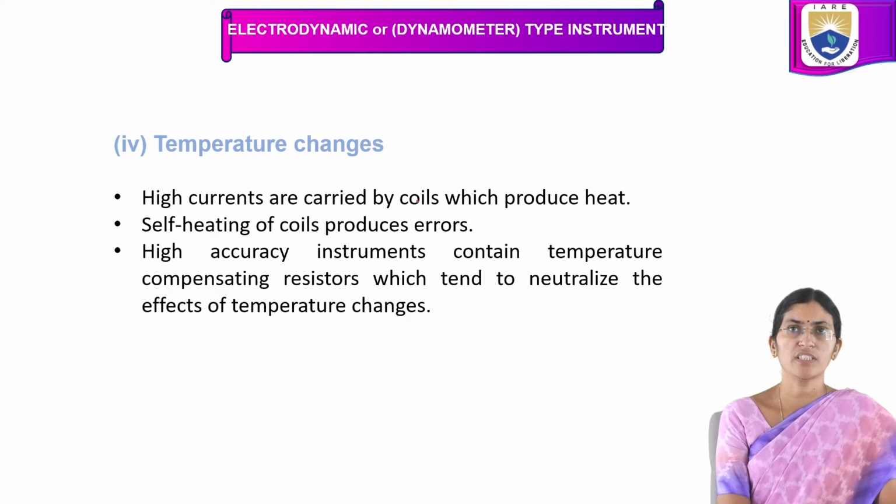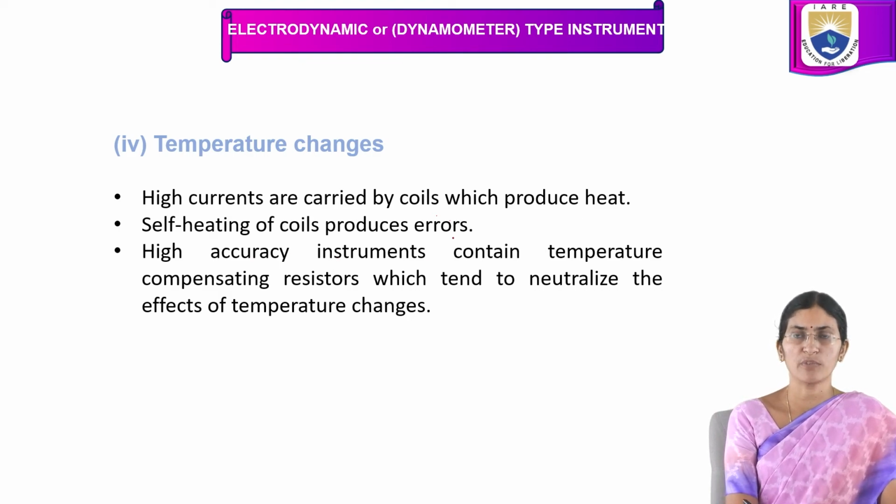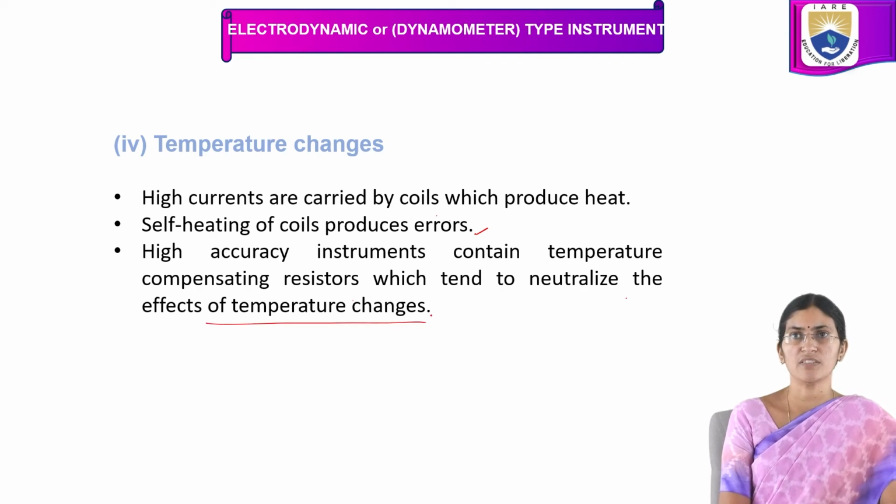Next, temperature changes. We know that coils are used, and high currents are carried by the coils which produce heat. So self-heating of the coils produces errors. High accuracy instruments contain temperature compensating resistors which tend to neutralize the effect of temperature changes.